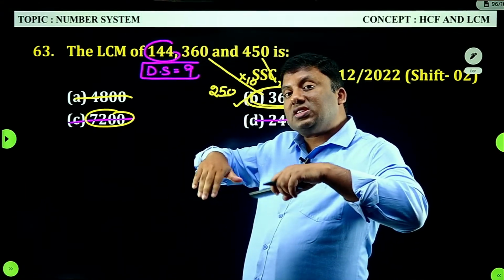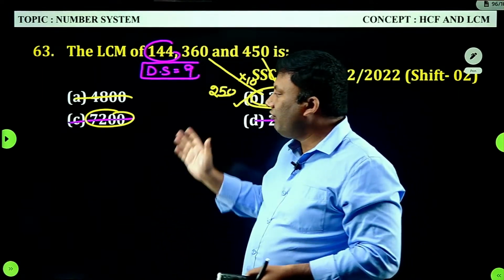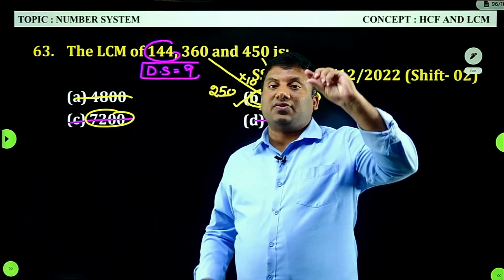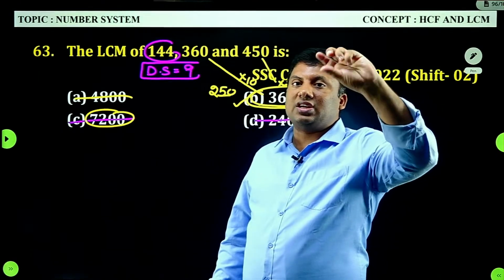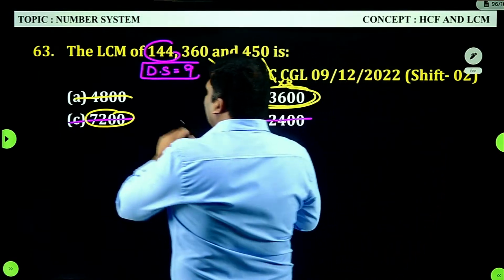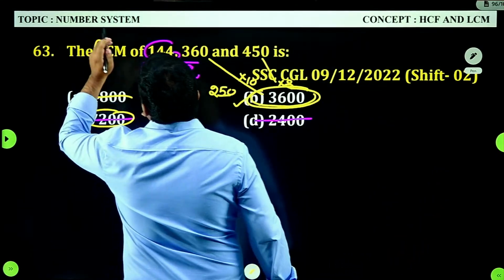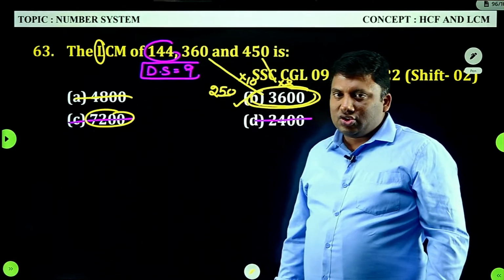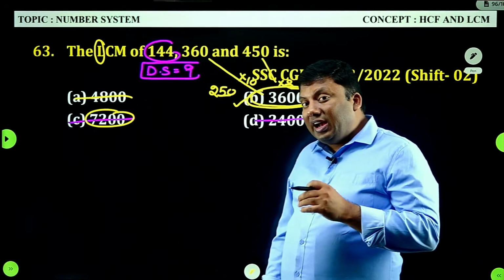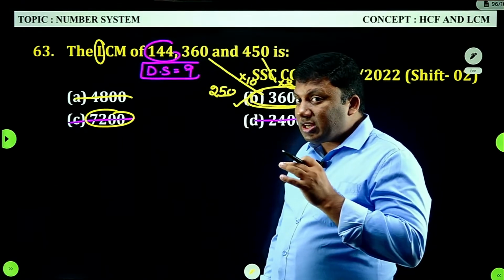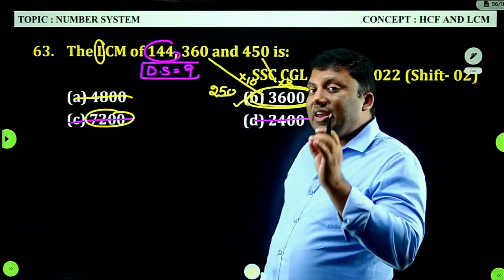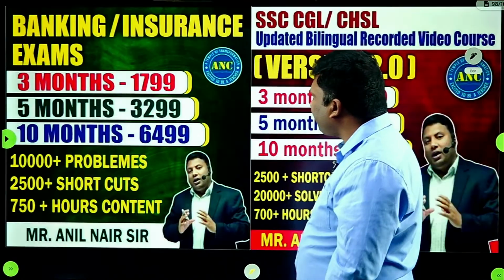If two options are the same in HCF, go to the largest number. H stands for highest; L stands for lowest common multiple, smallest. I hope the idea is clear. Watch this class again. You will understand LCM and HCF the way it should be understood.